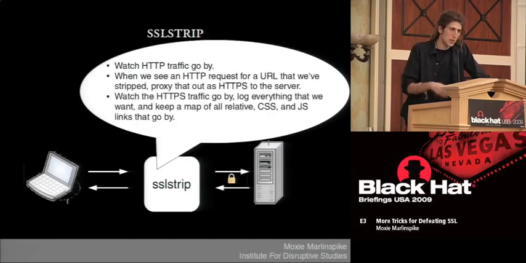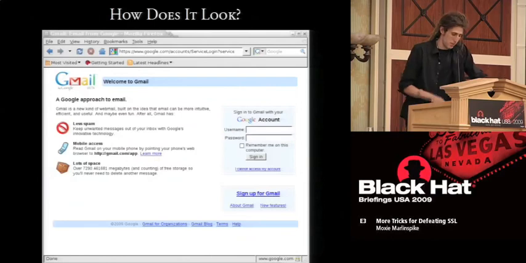Then you continue to watch the HTTP traffic go by, and whenever you see an HTTP request for a URL that you've stripped, like a URL that should be SSL protected, but you've downgraded it, instead of proxying that out as HTTP, you go ahead and proxy that out as HTTPS to the server, right? And then you watch the HTTPS traffic come back from the server, and you keep a map of all the relative links, the CSS links, the JavaScript links, all that stuff, because those are all relative to what would be SSL encrypted pages.